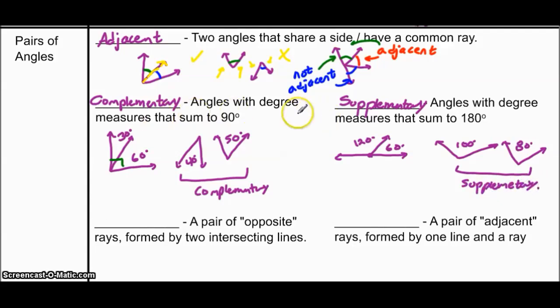Now, it's sometimes hard to tell these apart, complementary and supplementary. So here are two ways that I think about it. One way: the letter C comes before the letter S in the alphabet. Since C comes before S and 90 comes before 180, complementary is 90 degrees and supplementary is 180 degrees.